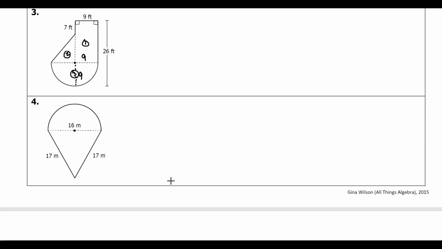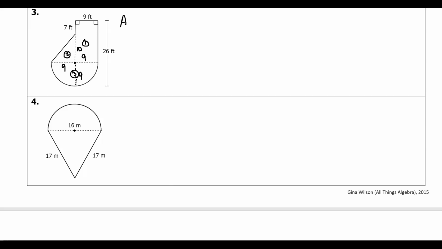So now I know that this is 9 from here to here, and this is 7 from here to here, so that's 16. And this whole thing is 26, so that means that this is 10 over here, right? And since this is 9, this is also a radius, so that also has to be 9. So the first thing you want to do is go through and find all the different dimensions that you're going to need.